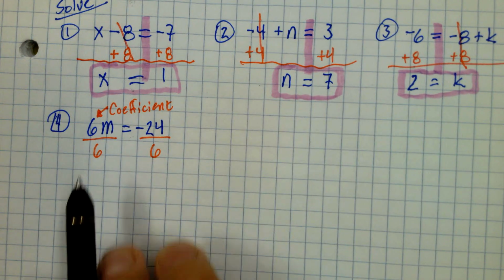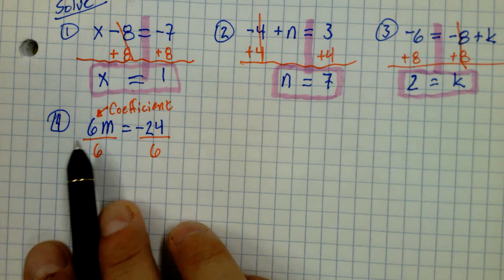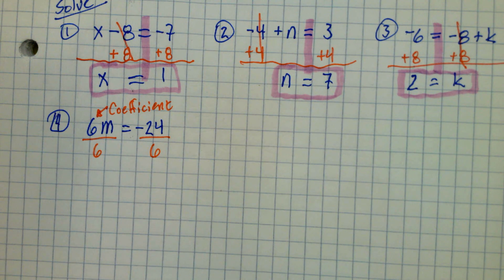Positive 6. Whatever number is being multiplied with a variable, positive, then divide by a positive, negative, then divide by a negative. That's what we divide by. And here's why. This time we're not looking to make a 0 or cancel. We're looking to make a 1, the number 1. What is 6 divided by 6? 1, right? That's what we want. We want a 1. What's 1 times m? What's 1 times anything? Whatever it is, right? And this time 1 times m equals m.